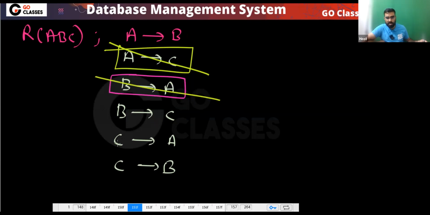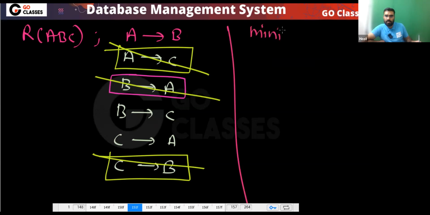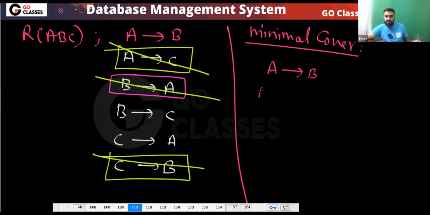Okay, notice what I will do. Can I remove this? If I remove this, can C determine B? Yes. C can determine A, A can determine B. So I can remove this also. So this is also gone. So what minimal cover did I get? I got A determines B, B determines C, C determines A.